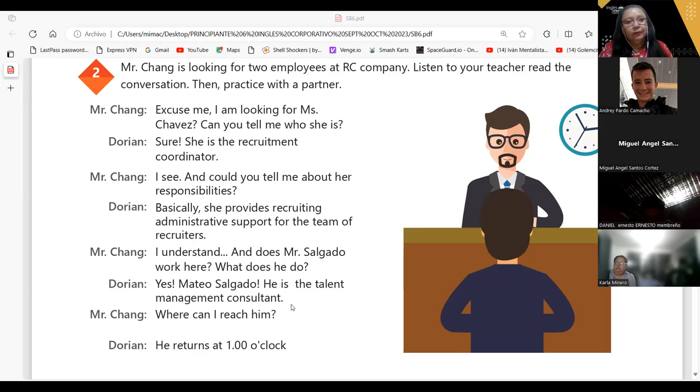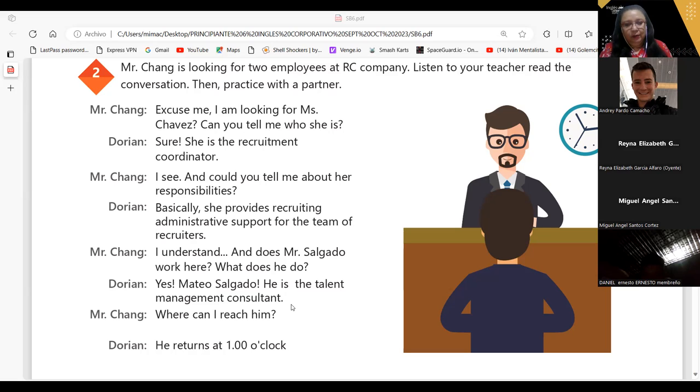Excuse me, I am looking for Miss Chavez. Can you tell me who she is? Sure, she is the recruitment coordinator. I see. And could you tell me about her responsibilities? Basically, she provides recruiting administrative support for the team of recruiters. I understand. And does Mr. Salgado work here? What does he do? Yes, Mateo Salgado is the talent management coach. Where can I reach him? He returns at 1 o'clock.